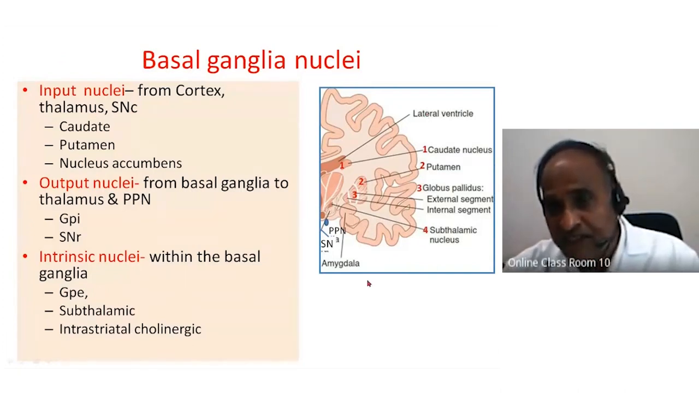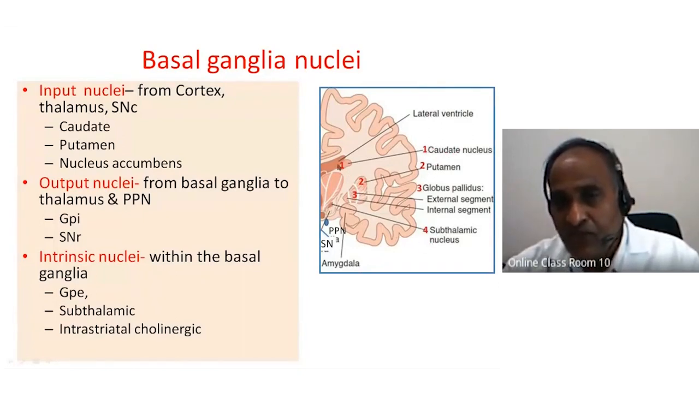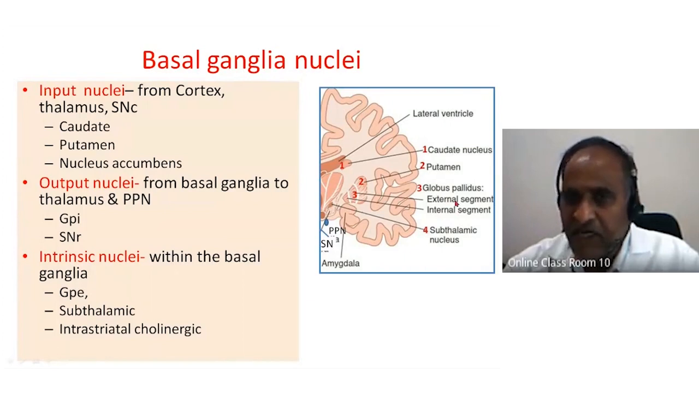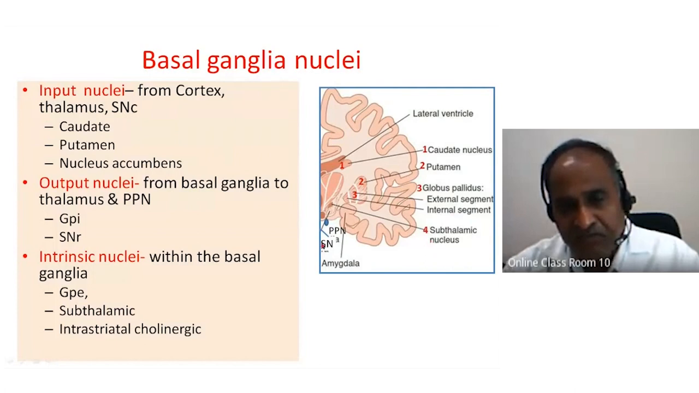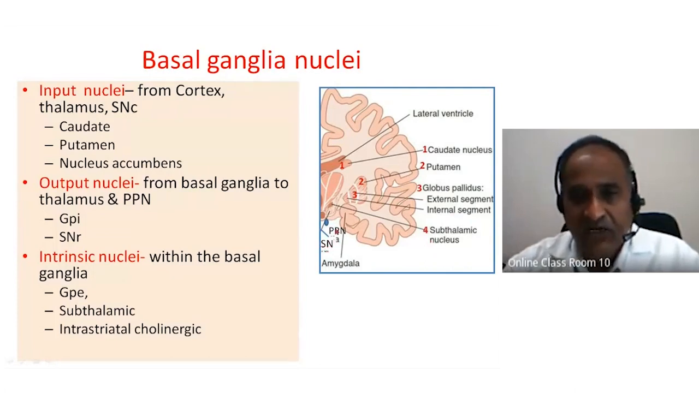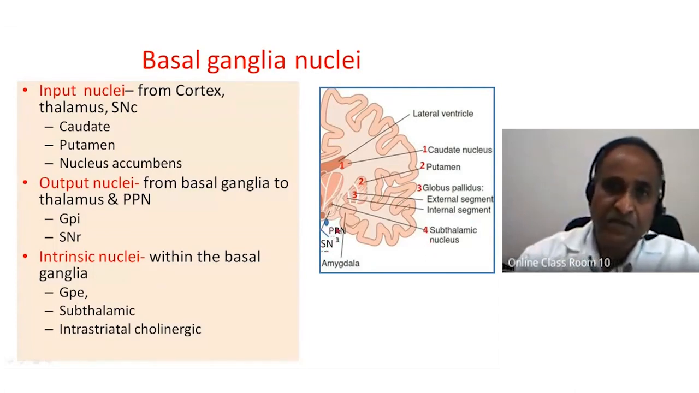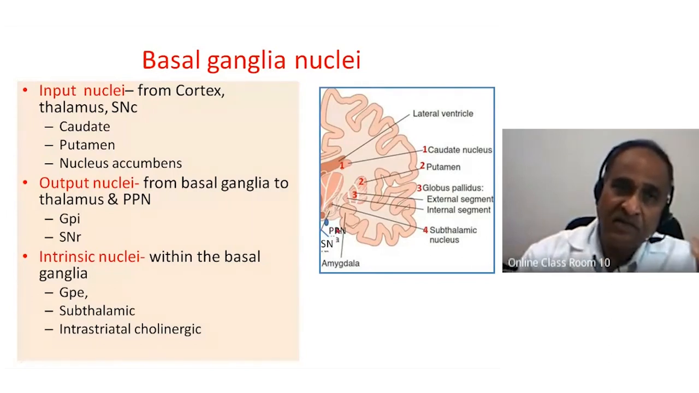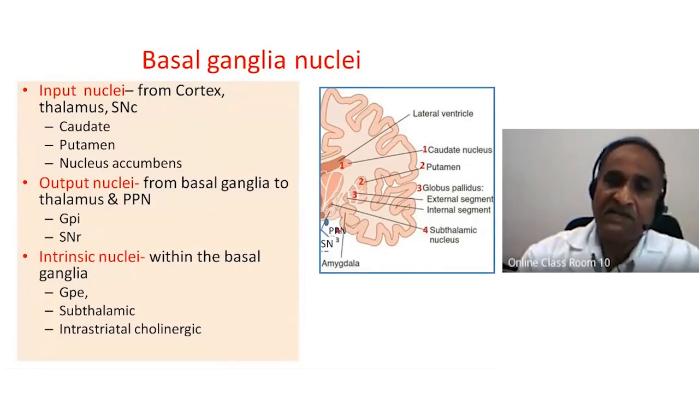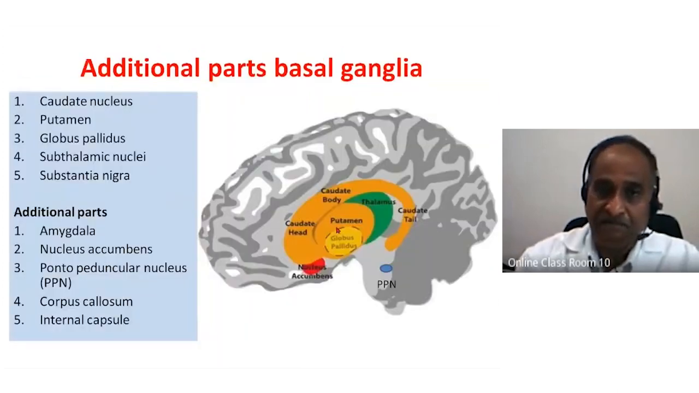Here I have named them 1, 2, 3, 4. One is the caudate, two is putamen, three is globus pallidus externa and interna, and the fourth is the subthalamic nucleus. Fifth is the substantia nigra, and we have a pontopeduncular nucleus. Okay, so these are the nuclei receiving inputs, providing outputs from the basal ganglia, and within the basal ganglia.